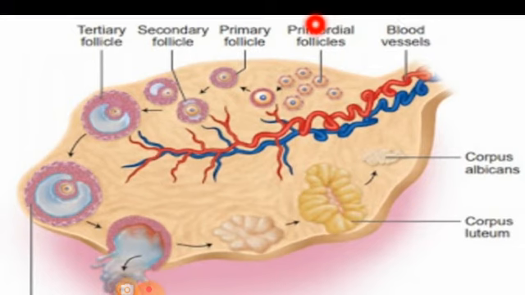Primary follicle to secondary follicle to tertiary follicle, and mature Graafian follicle. And from the Graafian follicle, ovulation takes place. After ovulation, with the help of this LH, what happens? Corpus luteum is produced. Corpus luteum gets converted into corpus albicans. So the cycle gets completed. Got it?